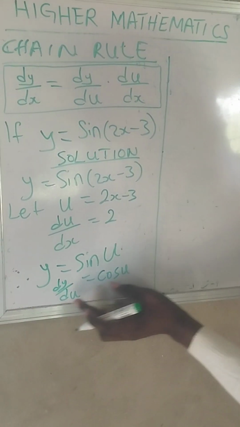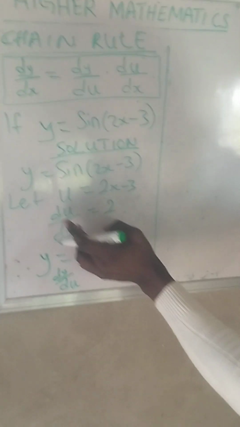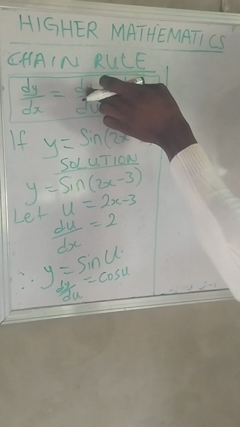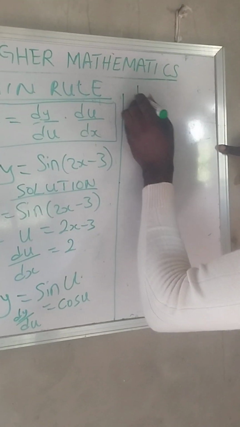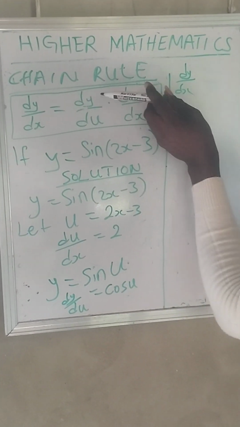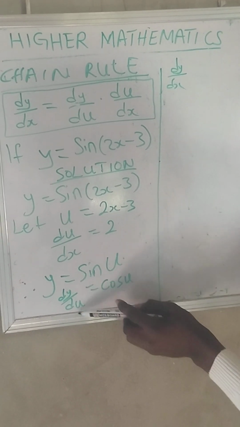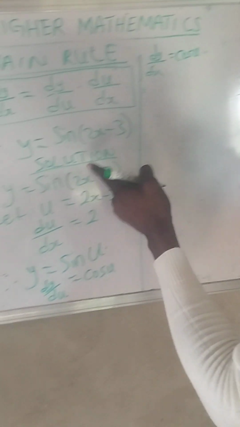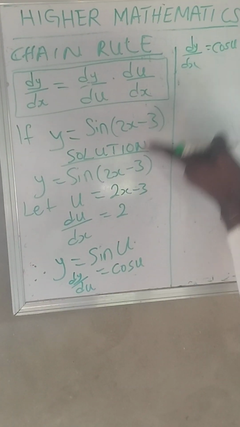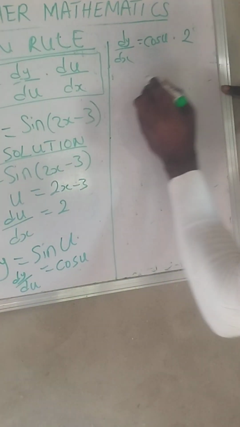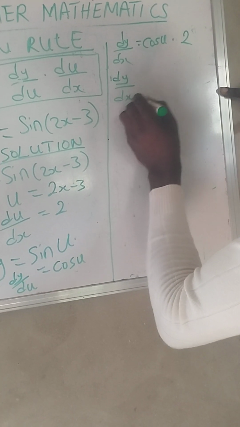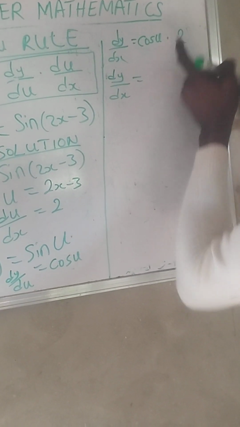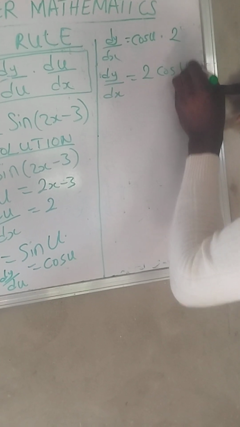Now we're going to substitute dy/du and du/dx into the formula. We have dy over dx from the formula. We've gotten a value for dy/du, which is cos u, times du/dx. du/dx is 2, so cos u times 2. Now we have dy over dx equal to cos u times 2, which is 2 cos u.